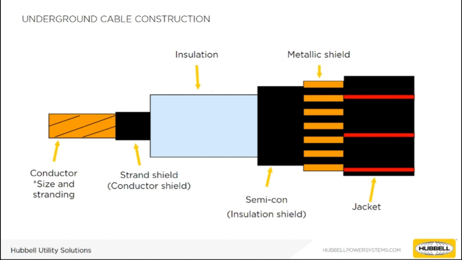As the conductor size and voltage changes, so will the insulation diameter. Metallic shield type can be concentric neutral, copper tape, or longitudinal corrugated tape. These are some of the more common metallic shield types. The metallic shield provides a path for fault and circulating currents to return back to its source.